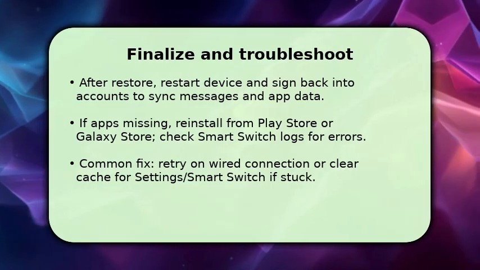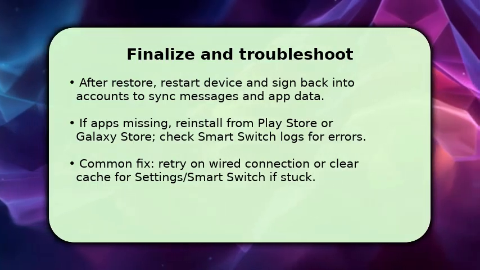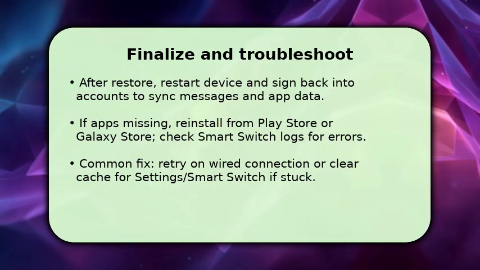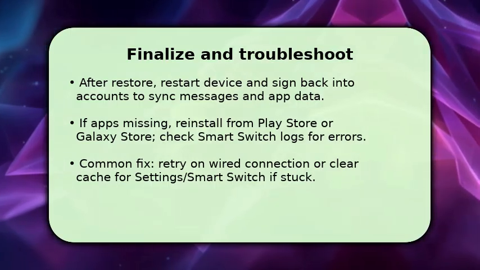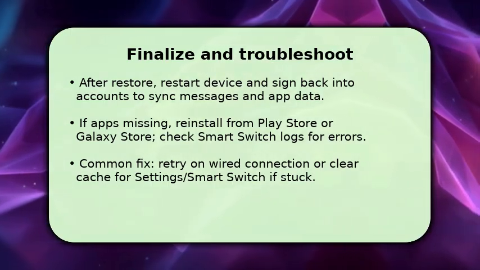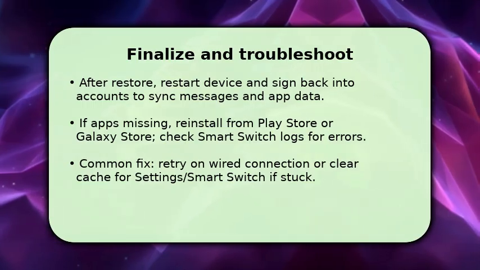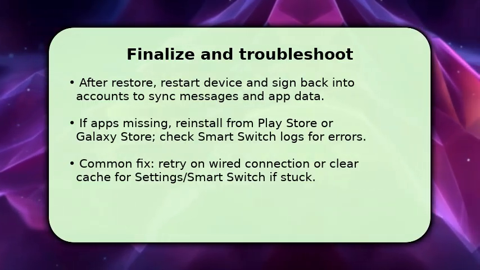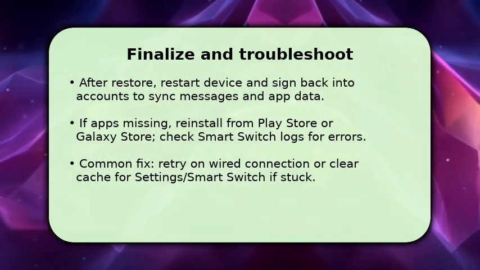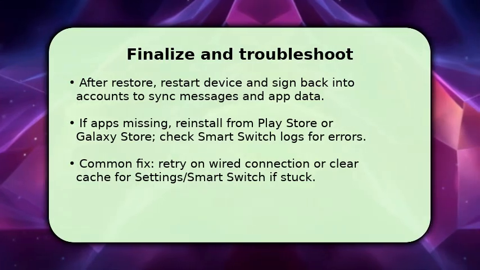If some apps or messages didn't restore, reinstall the apps manually from the store and open them to let cloud data repopulate. If the process failed or froze, try again via a wired Smart Switch connection, clear the settings or Smart Switch cache, and confirm the backup file integrity. That usually resolves it.